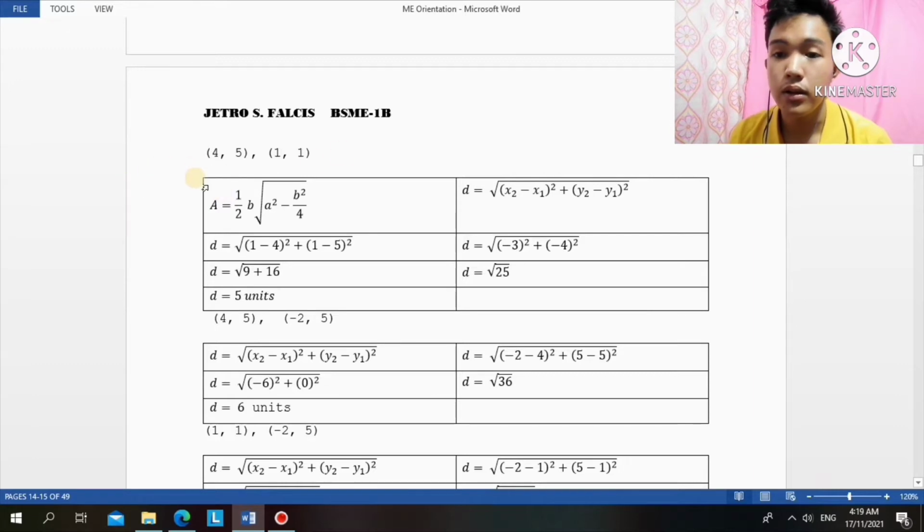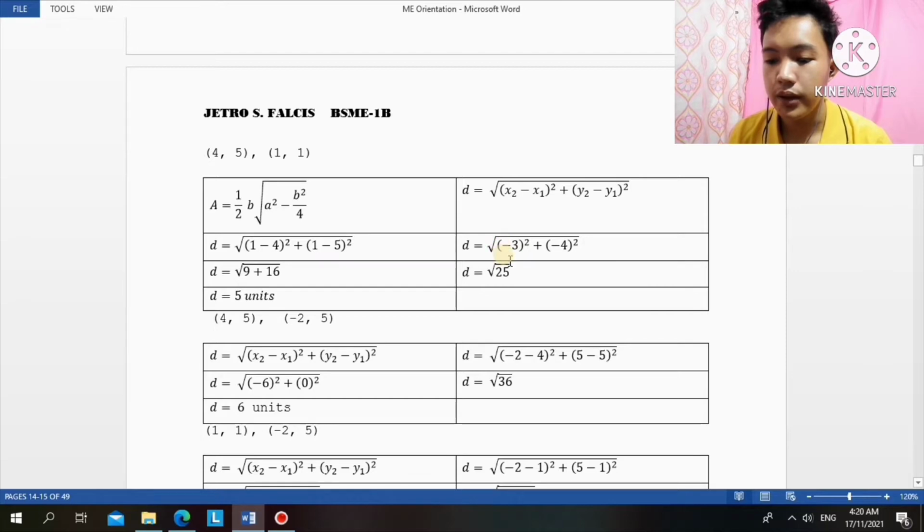So our x sub 1 equals 4, y sub 1 equals 5, so our x sub 2 is equal to 1, then y sub 2 is equal to 1. So let's substitute the value. So our distance is equal to the square root of 1 minus 4 raised to 2 plus 1 minus 5 raised to 2. So 1 minus 4 is equal to negative 3. 1 minus 5 is equal to negative 4.